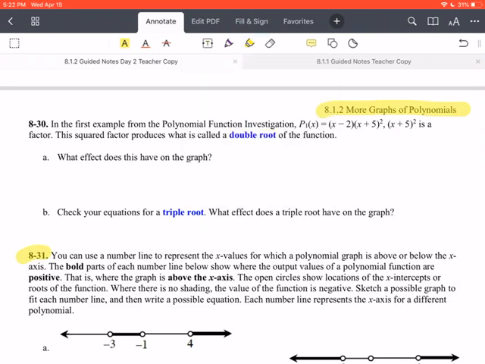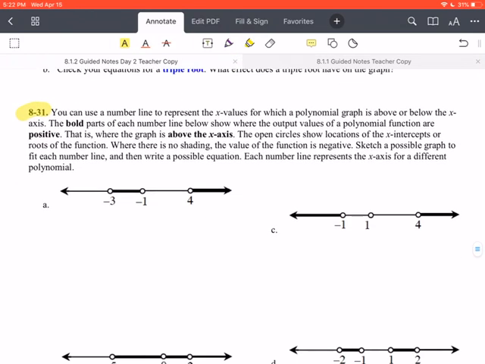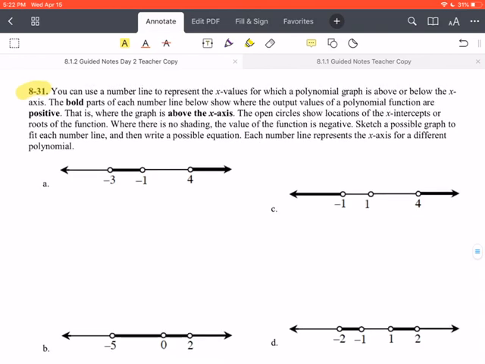So let's go ahead and read this new way of looking at polynomial functions. 831 says, you can use a number line to represent the x values for which the polynomial graph is above or below the x-axis. The bold part of each number line shows where the output values of the function are positive. Okay, so bold means positive. That is where the graph is above the x-axis, because outputs deal with y values. So if they're positive y values, they are going to be above the x-axis.